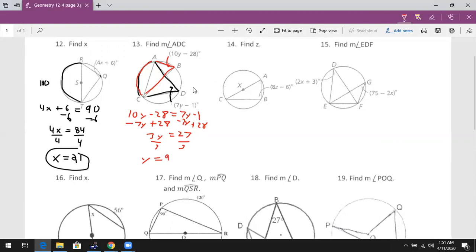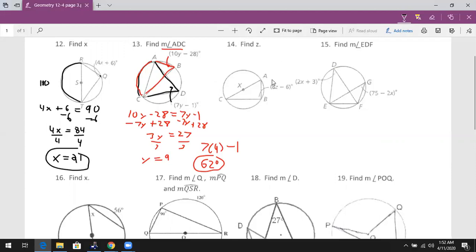And then answering the question, angle ADC is 7 times 9 minus 1, or 63 minus 1, or 62 degrees. And I am going to label that a degree because notice I did find an angle.